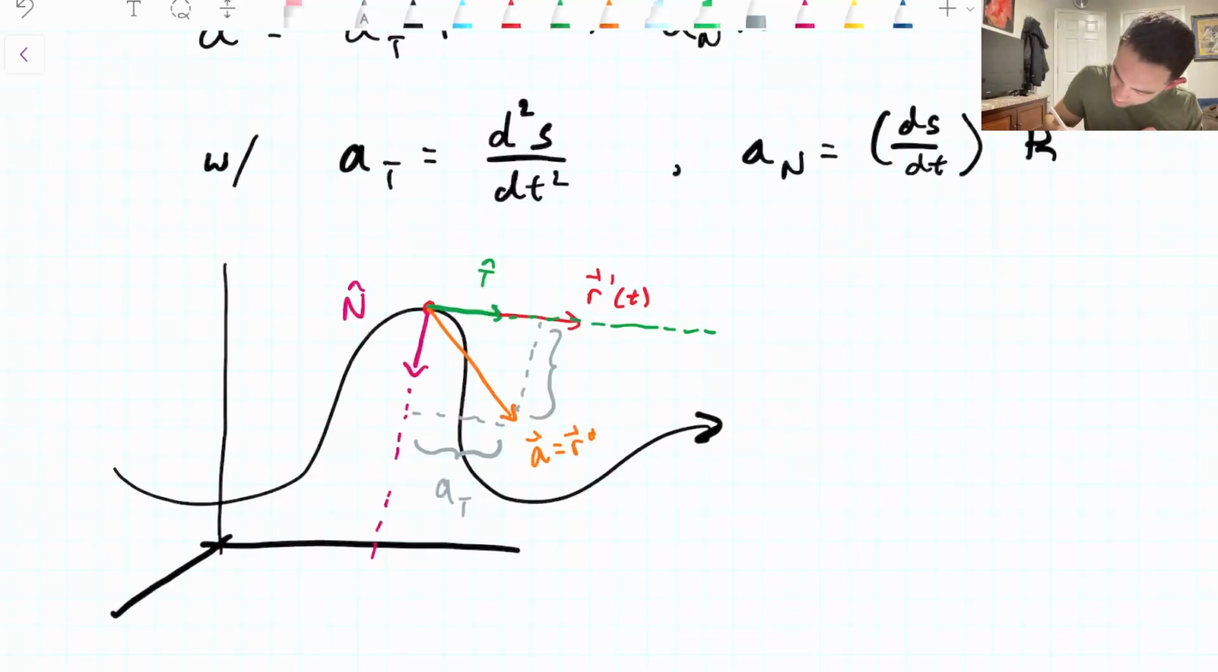The component that lies in the n hat direction I call a sub n, and it is the normal component of acceleration. The more well-aligned a is with the normal direction, the less investment acceleration is making in causing you to speed up, and the more investment it is making in causing you to curve, in causing you to change direction.